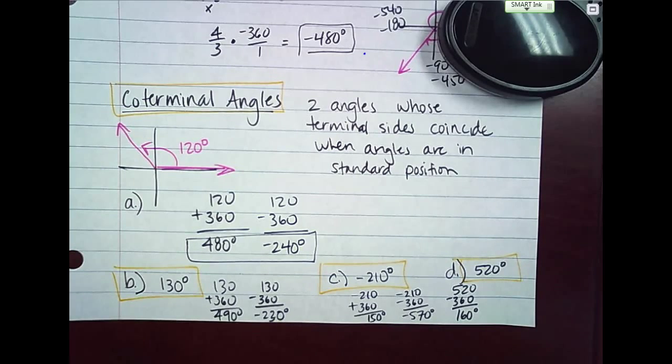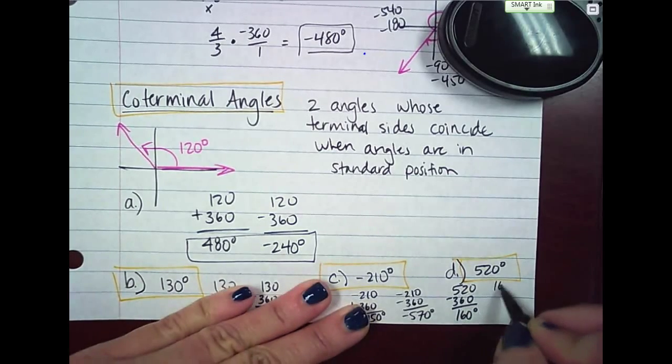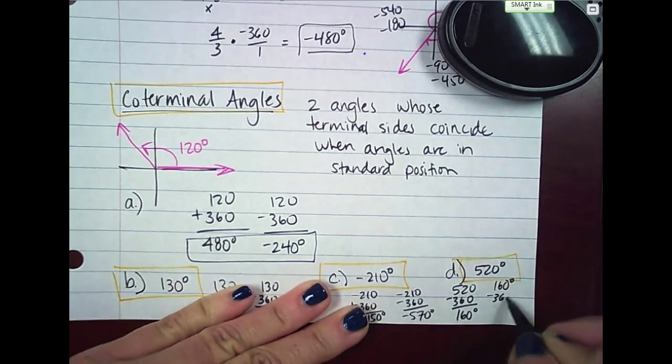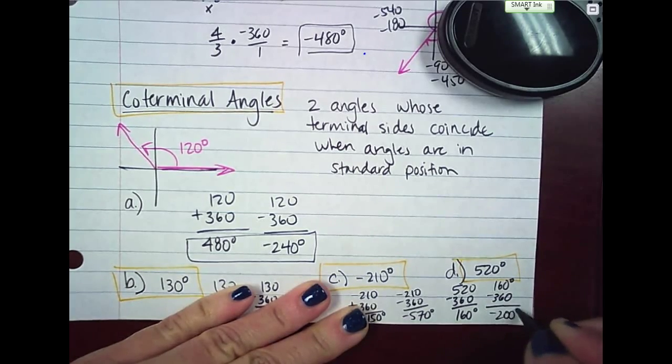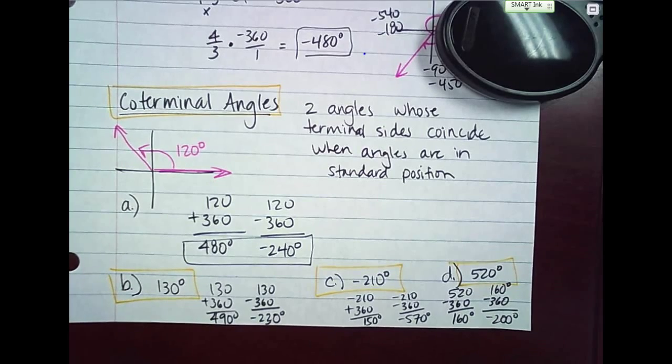How could I get a negative? Right, I could subtract again, can't I? Because there's positive, they're the same stop. So then take 160 and subtract again to give you negative 200. Does that make sense? If you're over 360, you have to subtract twice. Your first subtraction will get you positive. Your second subtraction will get you a negative.